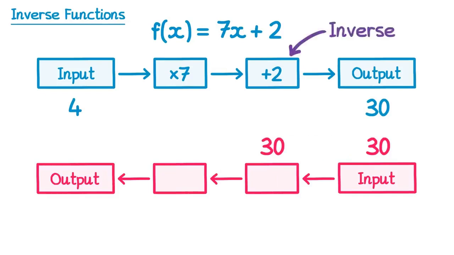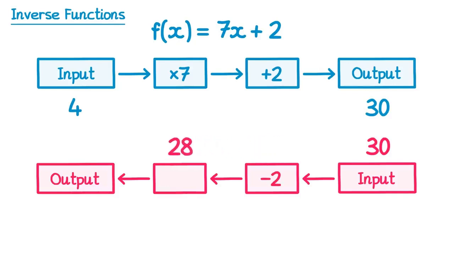So we had plus 2 in this box, the inverse of that is subtract 2. So 30 take away 2 is 28. And then we move on to the next box. And this one was multiply by 7, so the inverse of that is divide by 7. And 28 divided by 7 is 4. And you can see we end up with the output of 4, which was the input of the original function.